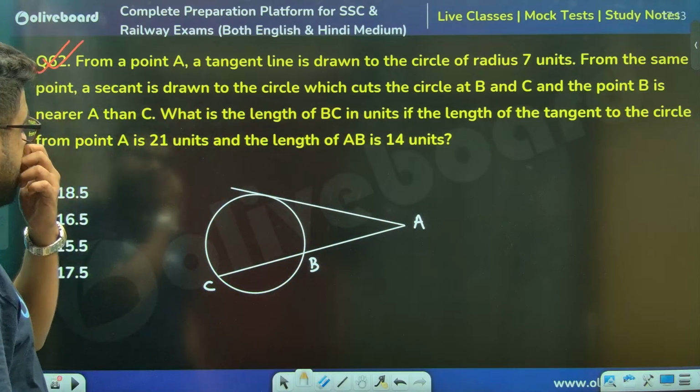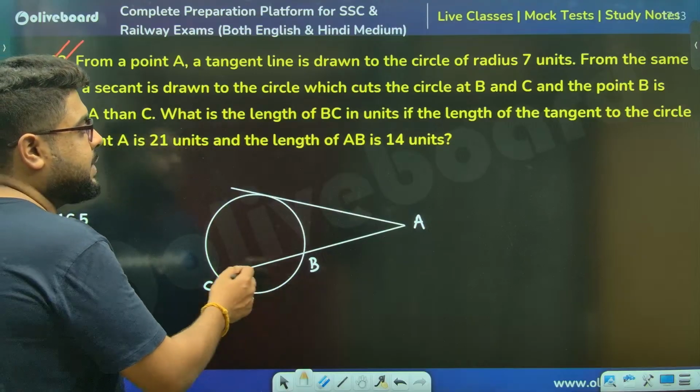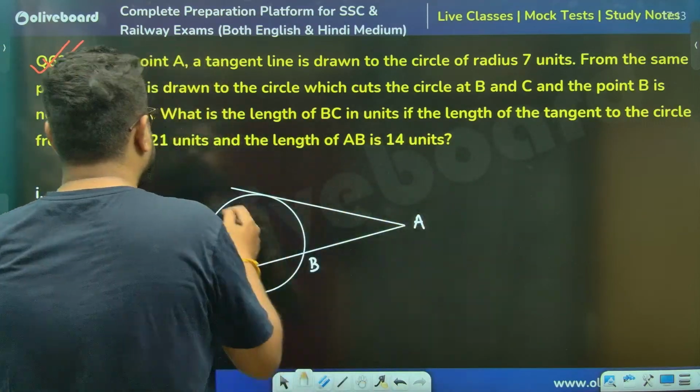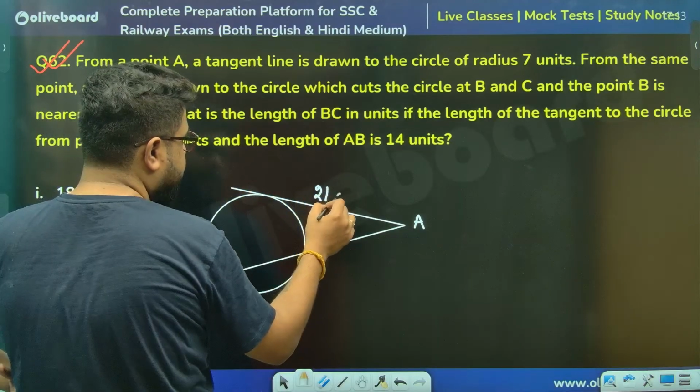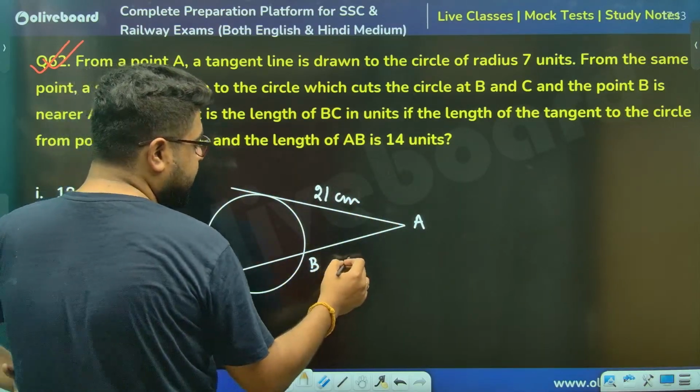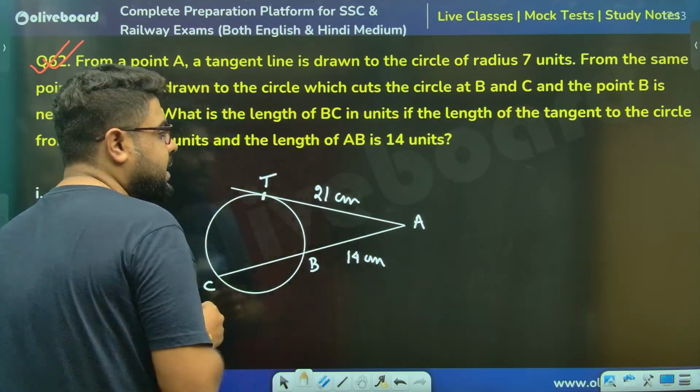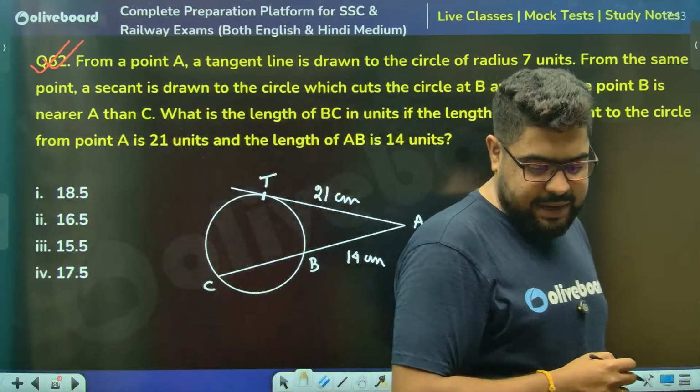Perfect. What is the length of BC, if the length of the tangent is 21 and the length of AB is 14? Now I'm naming the tangent's touching point T.